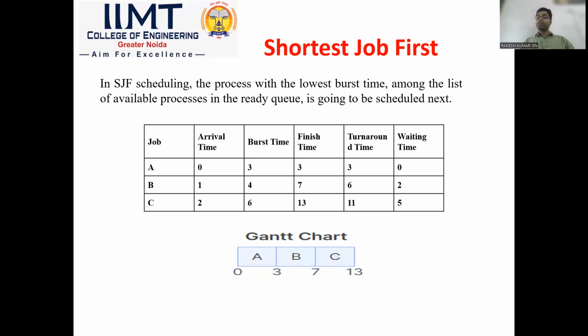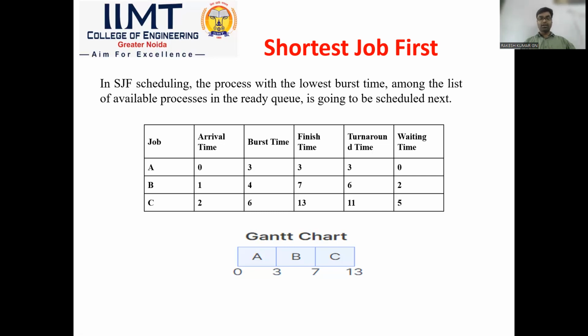One more thing: the burst time of process A is 3. This is the least burst time among all the processes, the second least is 4, and the largest is 6, which means the highest burst time process is C. So they will execute in that order.